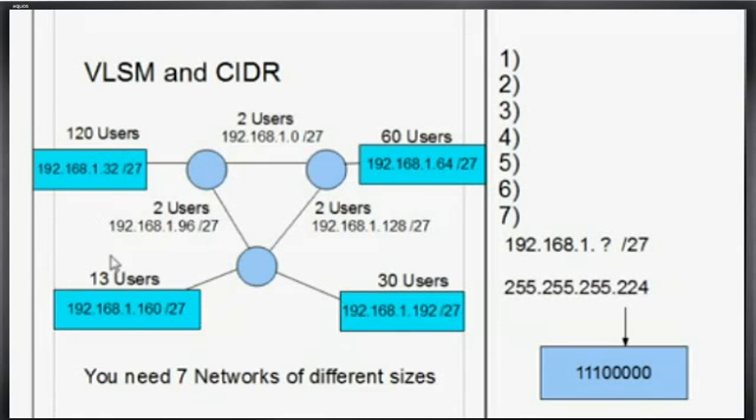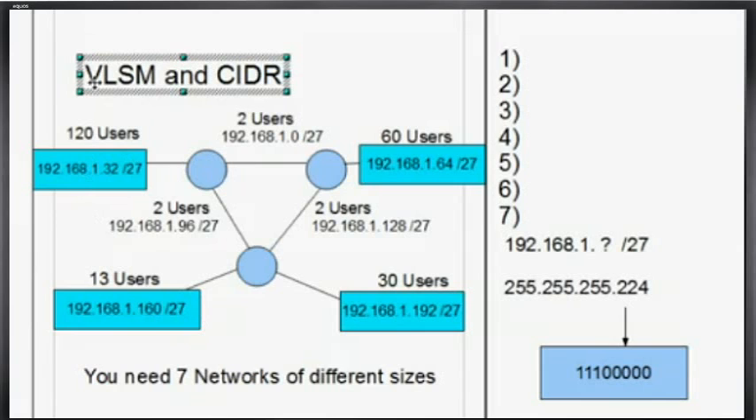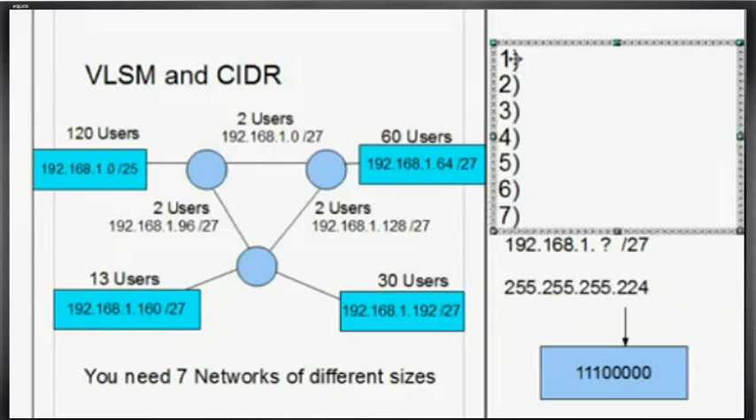So let's divide the network up, and basically what we're doing is variable length subnet masks. So I'm just going to go from largest to smallest, and for the first network, 192.168.1, I'll start with the 0 network. Okay, so this will be the 0 network, and it will be /25. Okay, why is that? Well, I'll put it right here.